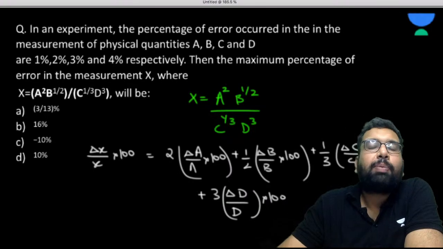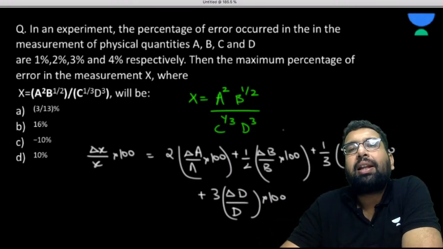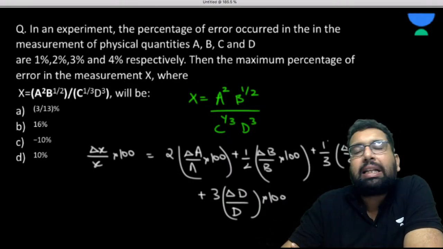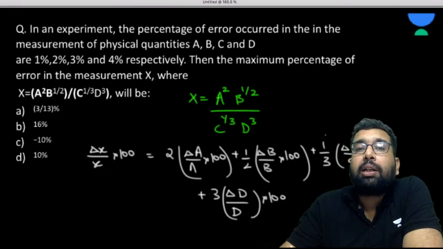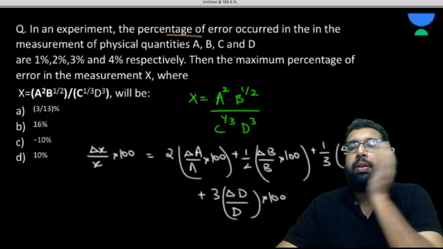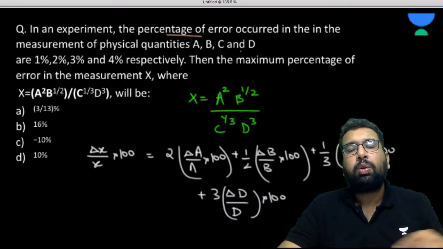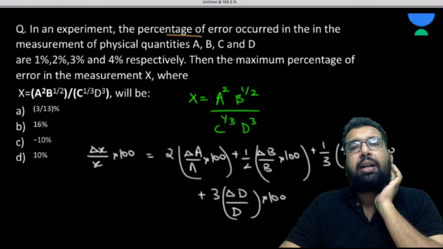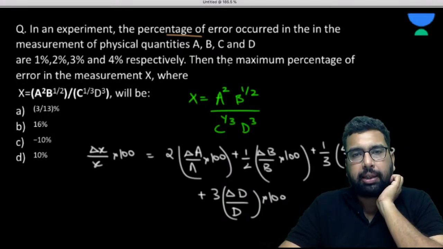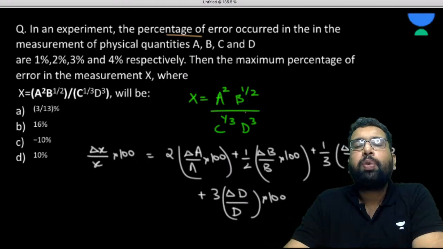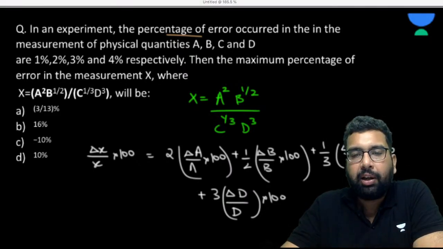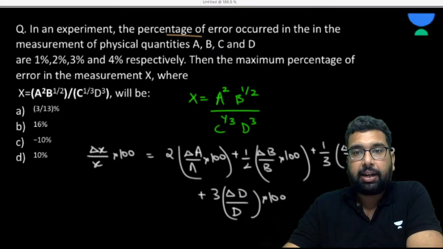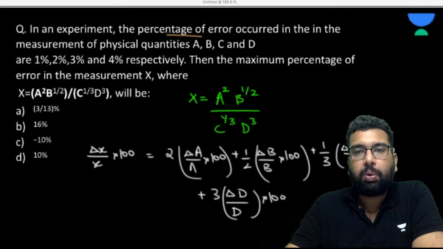Now, some student, what do you say? Why are we not cancelling this 100 out? We can cancel this 100 out, but we must not, because you are given the percentage error in A, B, C, and D. If you cancel out this 100, then it will no more be the percentage error, right?